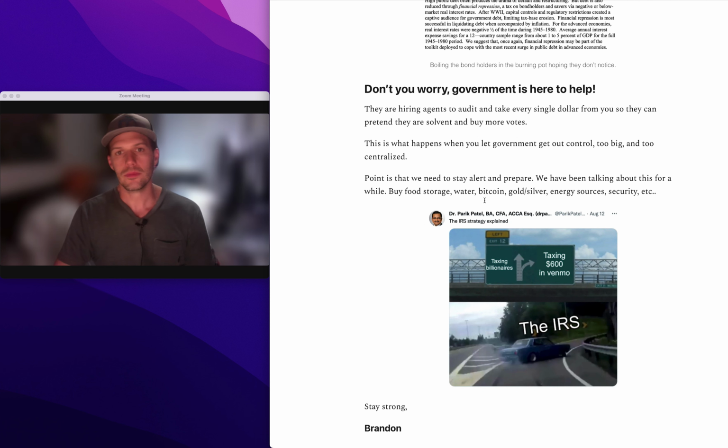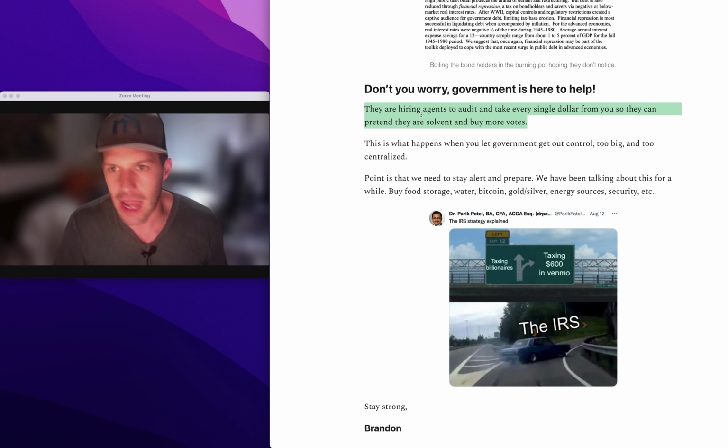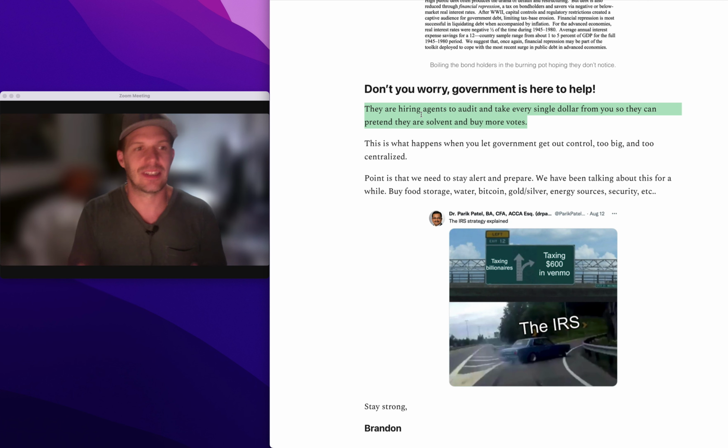Don't worry, the government is here to help. They're hiring agents to audit and take every single dollar from you. Like we said earlier, they say they're going for the big guy, but yet we have charts. The things they're saying are very different from the actions they're taking. We have to peel the onion layers back, a layer or two. We can see they're actually taxing everyone. They're taxing all different income levels, and they want to take every single dollar from you. They want to audit you. They want to bend you over the barrel.